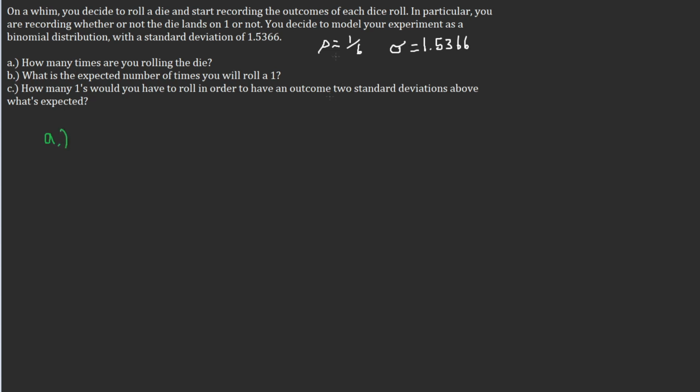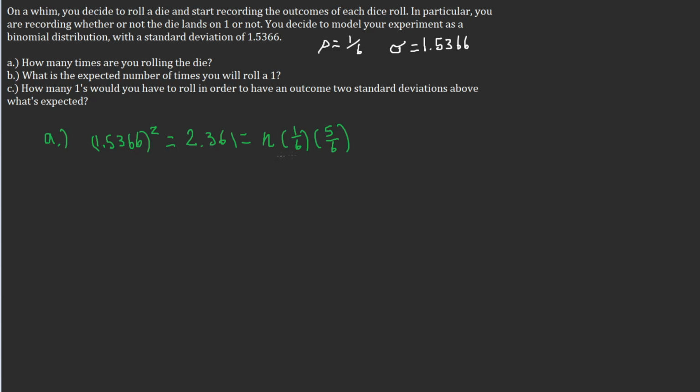Well, the way that we could go about solving this is we have an equation for the variance, and we have been given the standard deviation. The standard deviation squared is going to give us our variance. And so if you square this 1.5366, we will get 2.361. So this is going to be our variance. And we know that our variance is just the number of trials multiplied by the probability and times the complement.